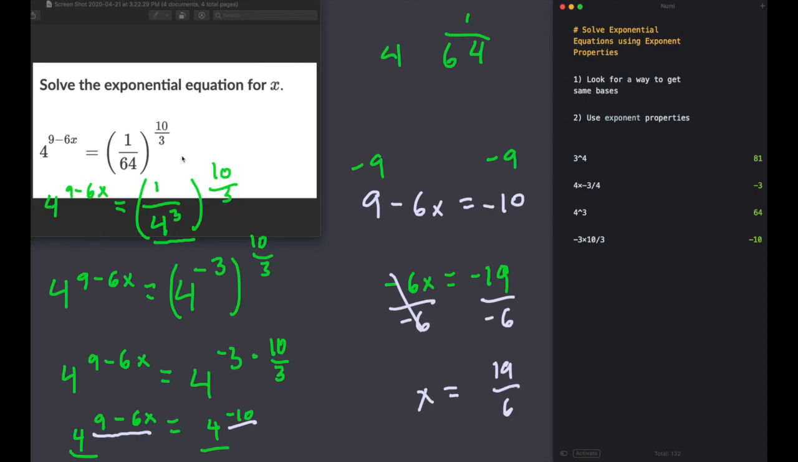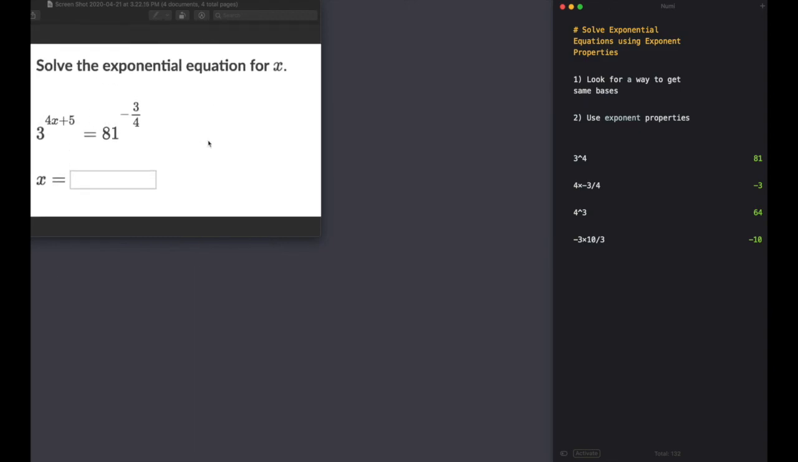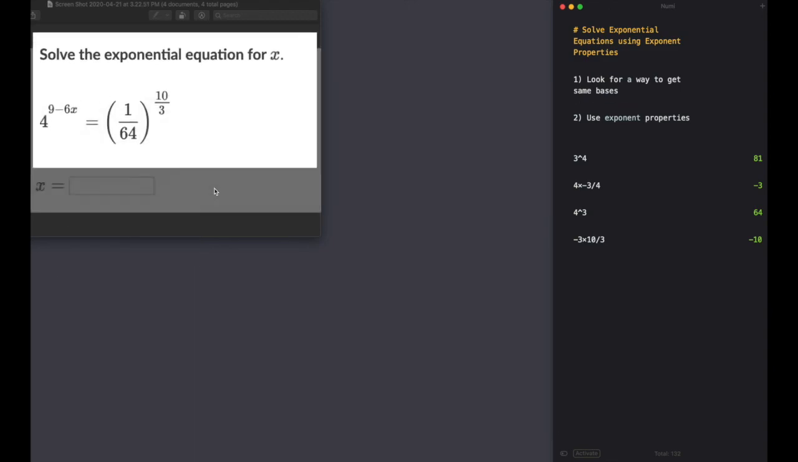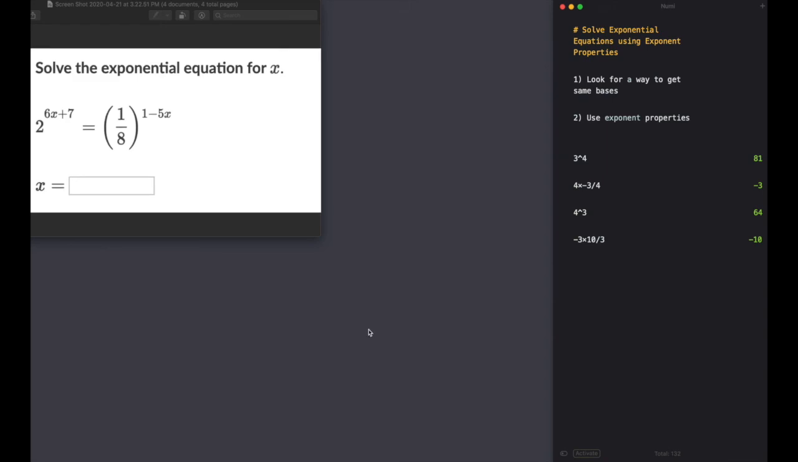Okay, let's look at another example. Okay, that was our previous example. Here we go. All right, so maybe pause and give yourself a second to think. How is our base 2 related to our base 1/8? Think if you can think of a way to make 1/8 look like 2. I'll give you just a second.